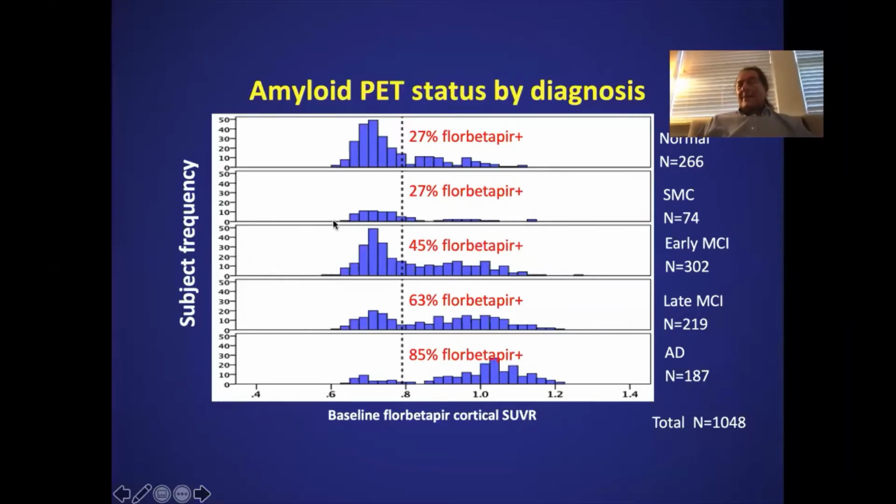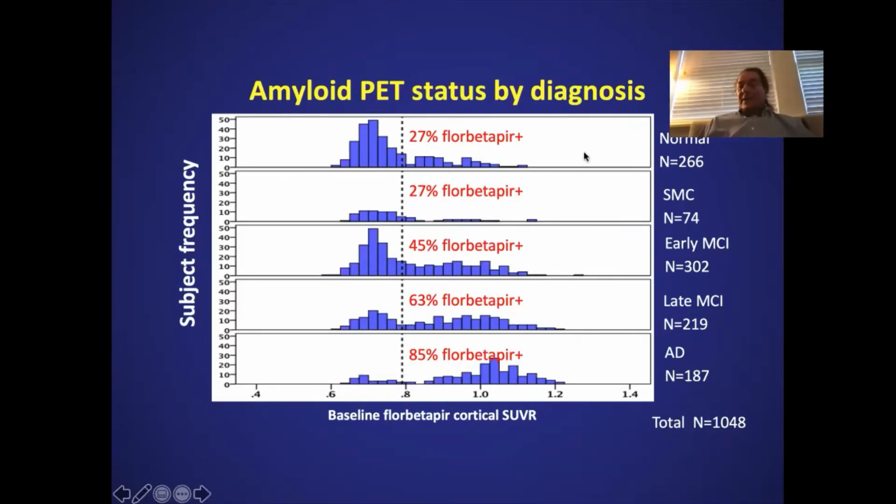This shows you the amyloid status by clinical diagnosis. So this here is a scale showing the baseline florbetapir SUVR. This is the intensity scale with a very high amount of amyloid out at this end and a very low amount of amyloid at this end. And this dashed line here is the cutoff between amyloid positive and amyloid negative that has been determined by Avid Lilly and by our PET core.